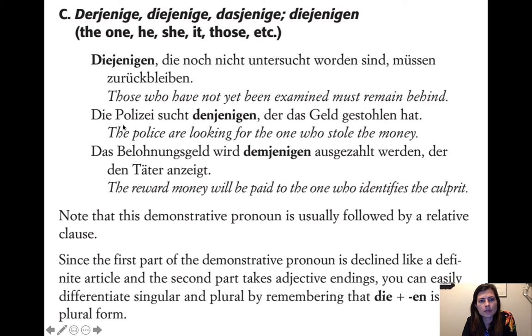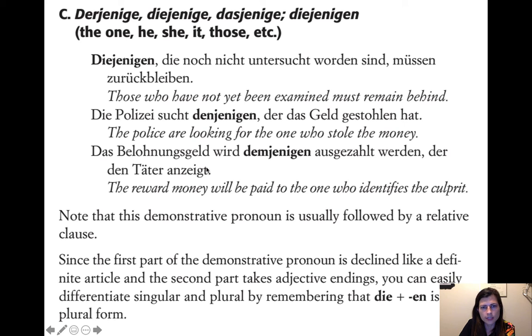Die Polizei sucht denjenigen, der das Geld gestohlen hat. The police are looking for the one, denjenigen, der das Geld gestohlen hat. So we could use the ones from the beginning of this unit and say, die Polizei sucht den, der das Geld gestohlen hat. And that would be fine. You could just say den here. It would sound more conversational. If you say just the den, it sounds more casual. And then denjenigen sounds higher register. This is something that you would find more in writing than just the den.